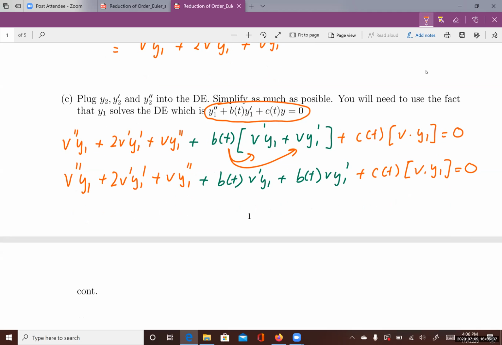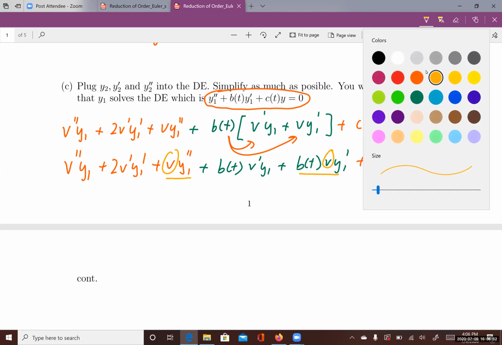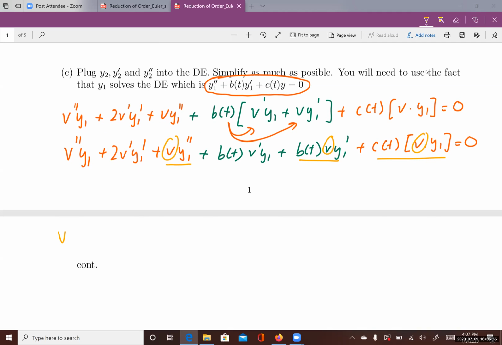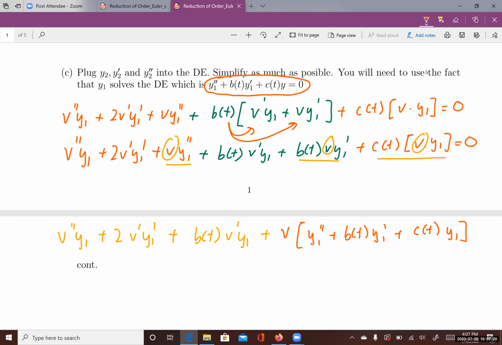Now let's see, I have v in several terms, so they are common terms and I can group them together. I can group these three terms together, and the rest of the terms I just rewrite for now. So I have v double prime y1 plus 2 v prime y1 prime plus b of t v prime y1, and plus, grouping v, y1 double prime plus b of t y1 prime plus c of t y1 equals 0.